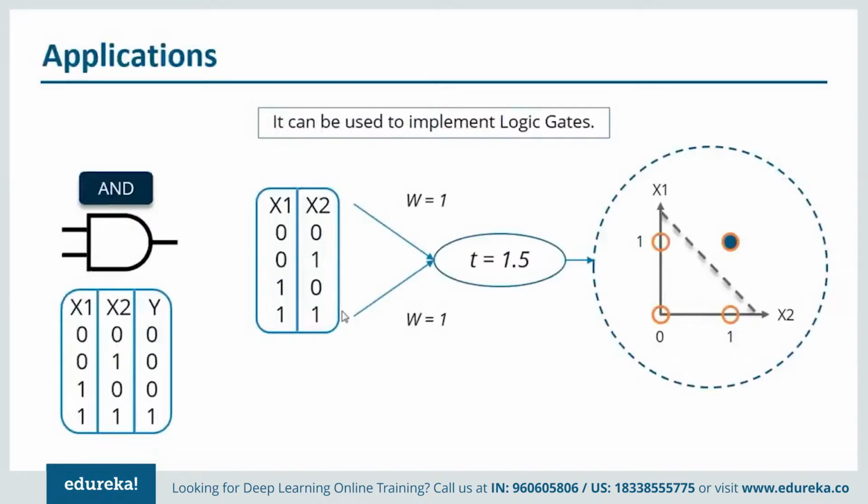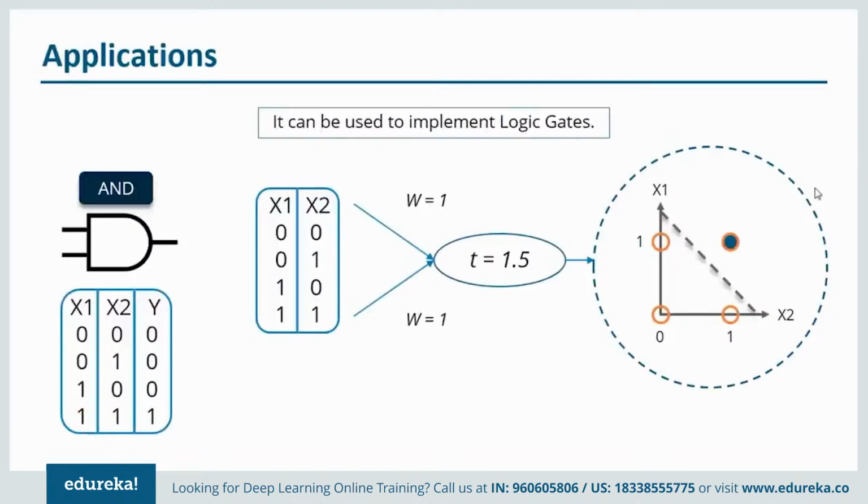Similarly, when I talk about the AND gate, there is a difference in the truth table. In the AND gate, we need to make sure that both of our inputs are high in order to get a high output. If any of the inputs is low, we get a low output. That's the reason we choose an activation threshold of 1.5, which means that if our output is above 1.5, then only our neuron will fire and we'll get 1 here. And there is only one case, that is when both the inputs are high.